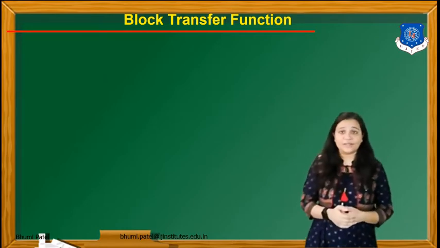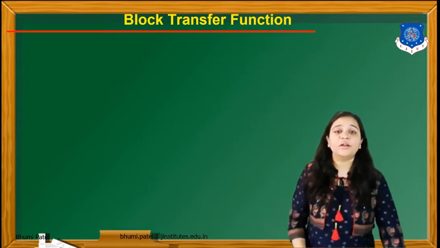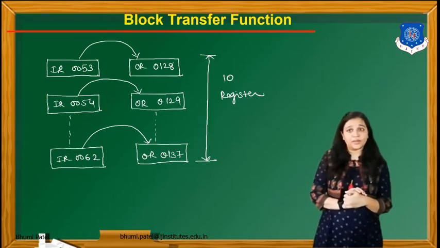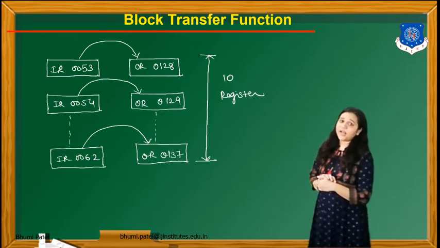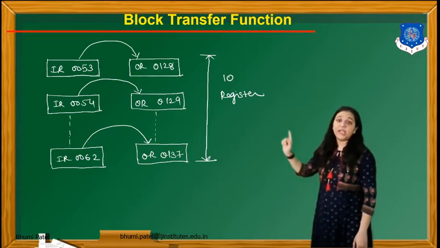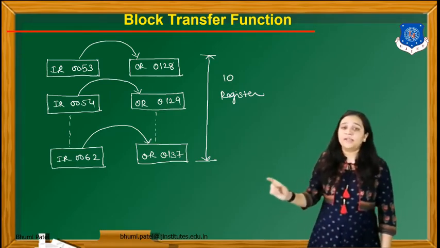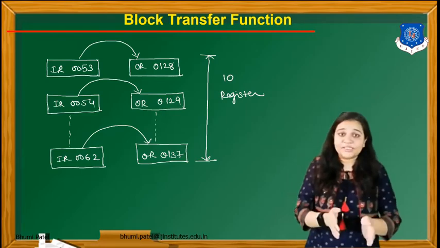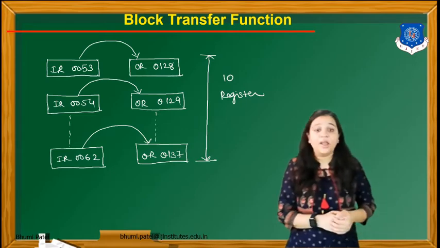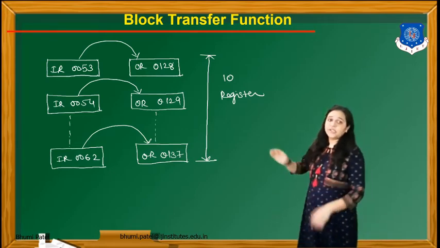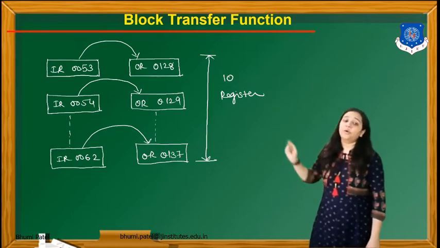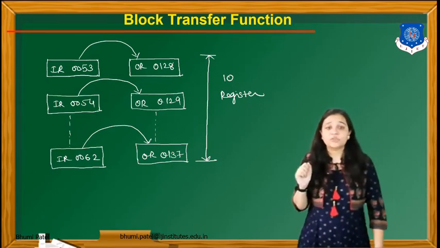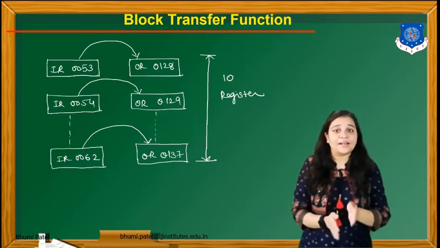If we have to transfer a block from one address to another address, what can we do? Here 10 registers are given. The input registers start from IR 0053, IR 0054, and the last register is IR 0062, and we have to transfer these 10 registers to the output registers, whose addresses are given as OR 0128, OR 0129 up to OR 0137. So we have to transfer 10 registers at the same time.